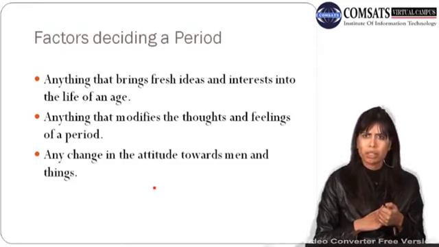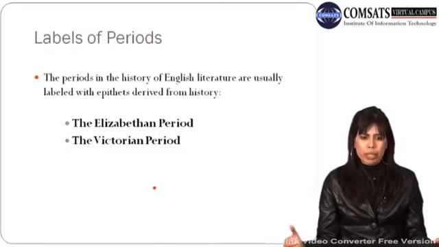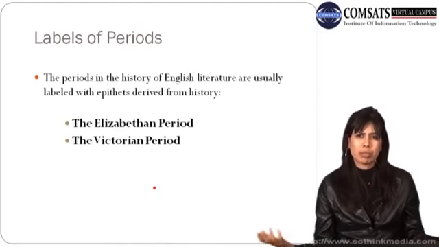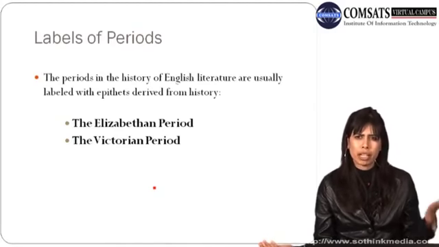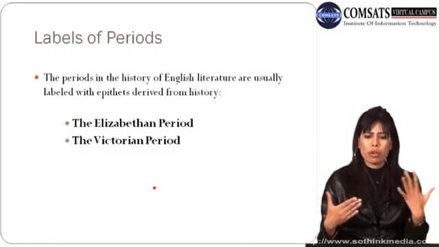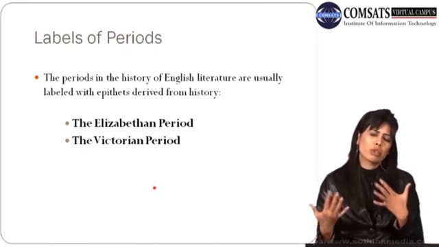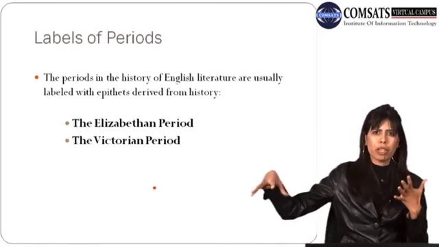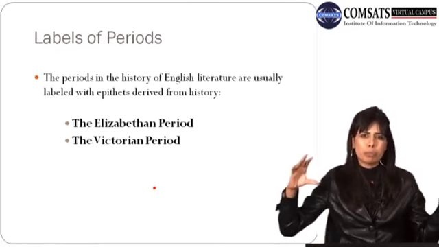Relevant to any particular era, what are basically the labels of different periods? The periods in the history of English literature are usually labeled with epithets derived from history. For example, the Elizabethan period, at that time Queen Elizabeth was ruling England, or the Victorian period, for example Queen Victoria was ruling England during that period. So we have given their names to different periods.